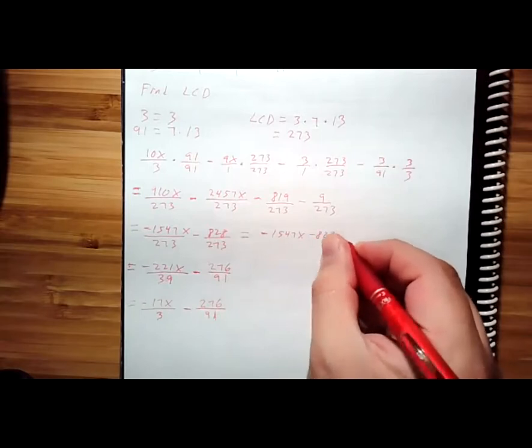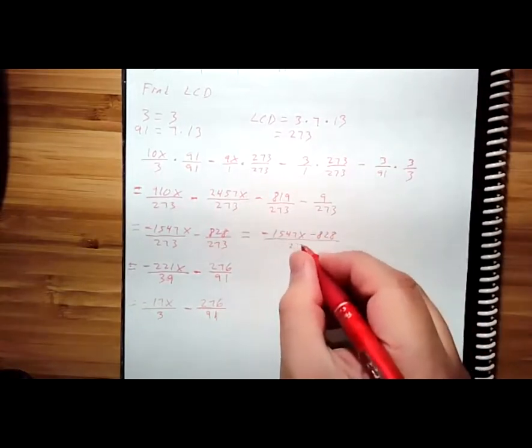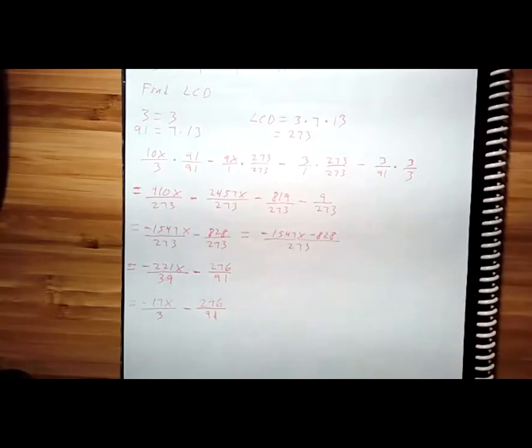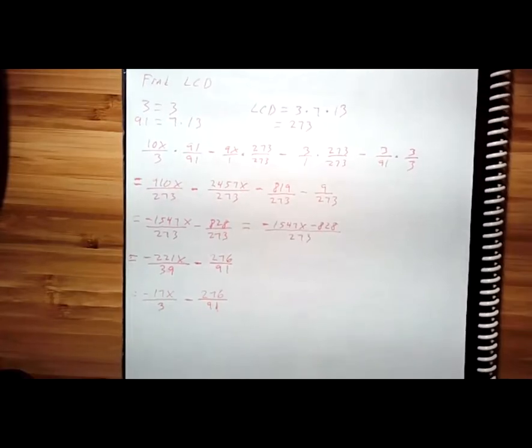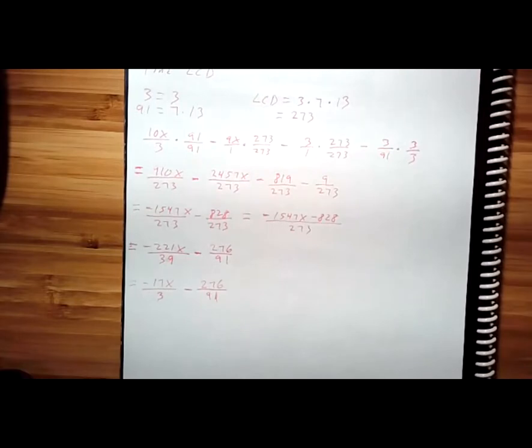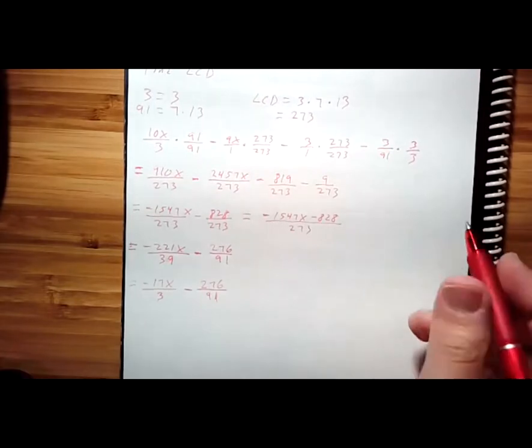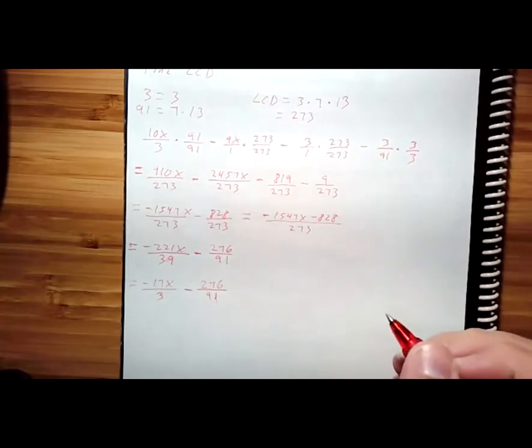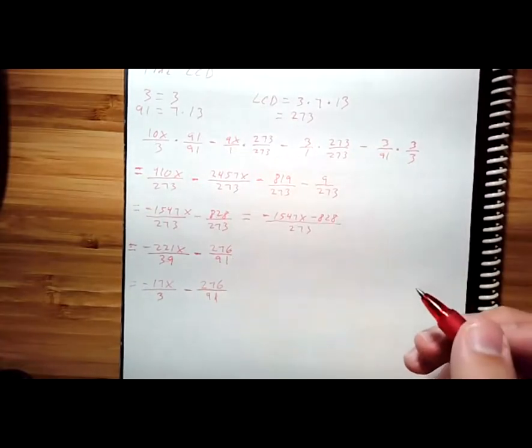Mr. G, doesn't 276 over 91 break down one more time? Let's see. By what number? 276 divided by 3. Does 3 go into 91? No, it doesn't. Yeah, I thought the same thing earlier. I wanted 3 to work, but it didn't. Yeah, this is as pretty as it's gonna get.